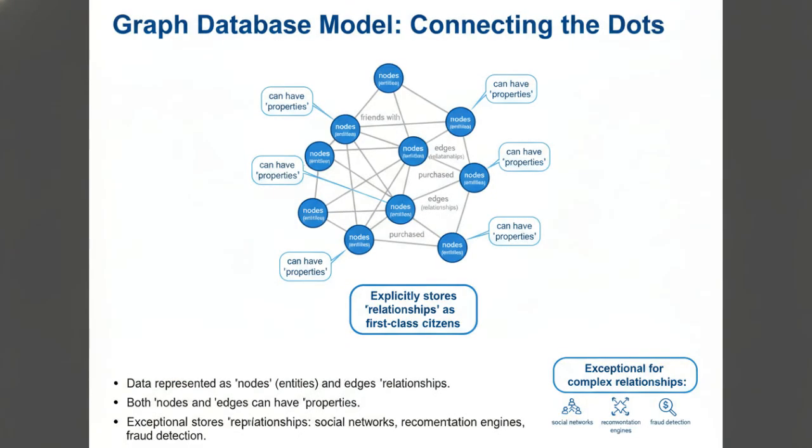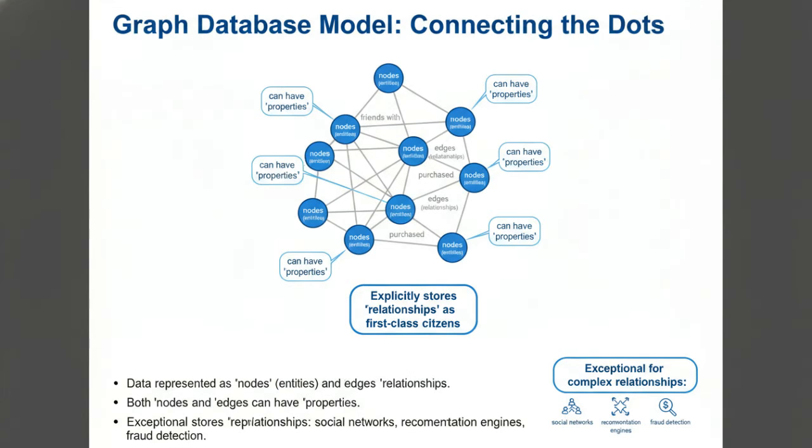Finally, we come to the graph database model, a powerful solution for data with complex interconnections. Unlike traditional databases that link data by values, graph databases explicitly store relationships as first-class citizens. Data is represented as nodes, entities like people or places, and edges, relationships between nodes, like friends with or lives in. Both nodes and edges can have properties, attributes associated with them.